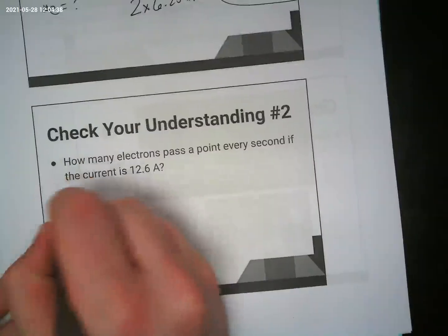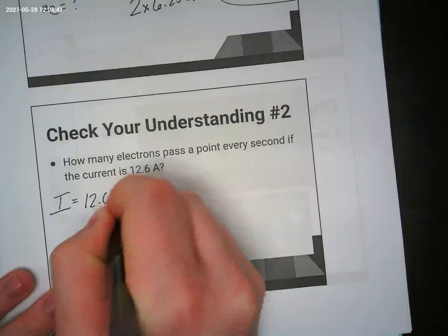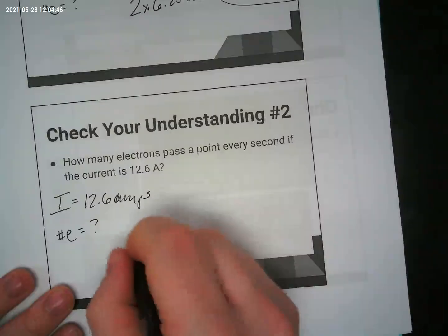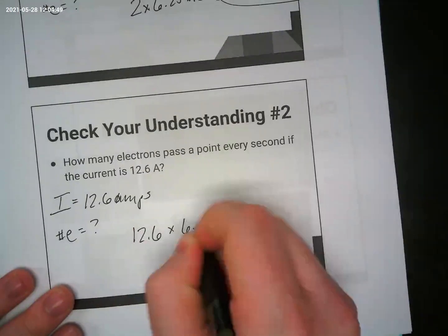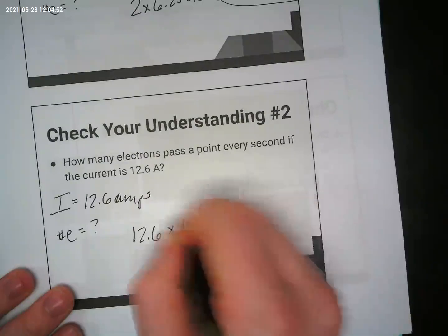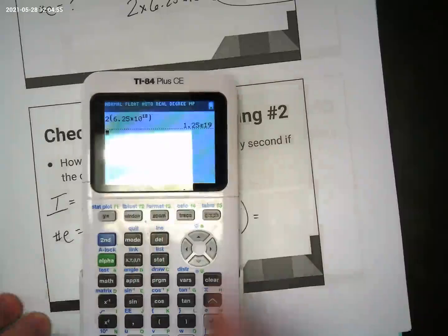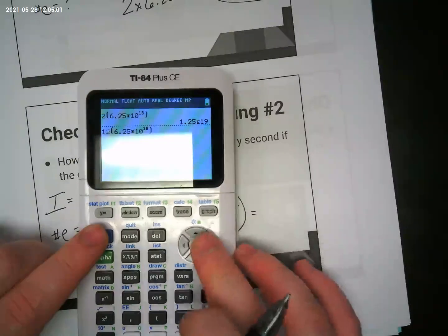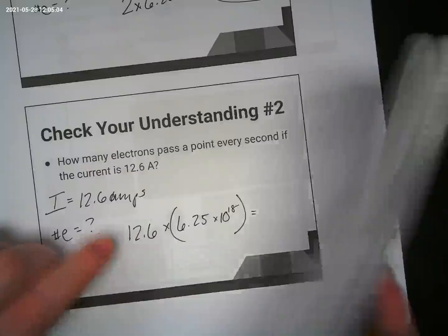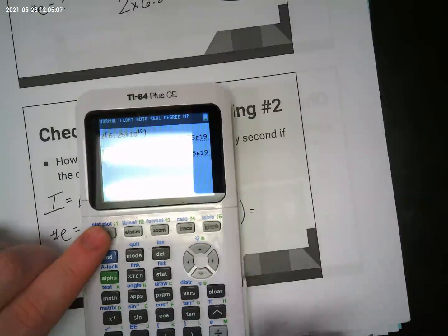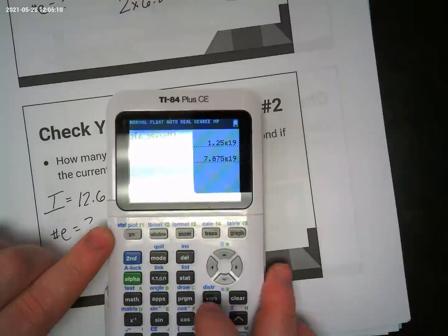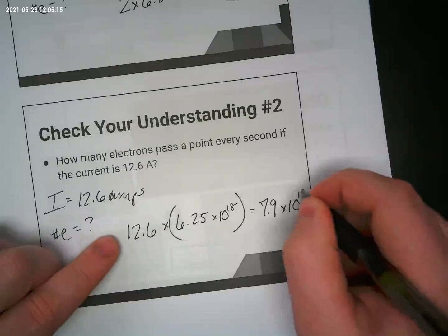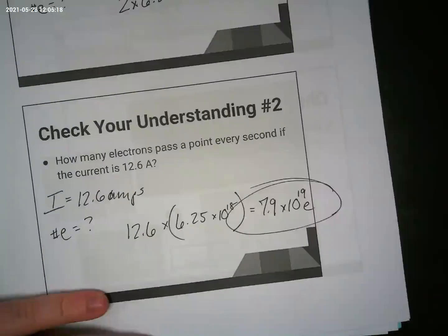Okay, same thing here. Current is going to be 12.6 amps. How many electrons are passing through? Well, again, it's just going to be 12.6 times 6.25 times 10 to the 18th power. So virtually the same thing here, only now it's going to be 12.6. And so here we're going to say 7.9 times 10 to the 19th power electrons for our answer. Easy peasy.